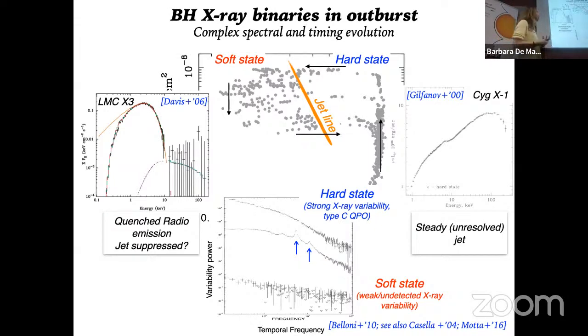In the hard state, we observe strong variability on short time scales. And this is shown here. The power spectrum is very strong. So this characterizes all the hard state. But when we are in the bright phases of the hard state, discrete features like the quasi-periodic oscillation can appear. They are observed in many sources, and they appear mostly in this part of the diagram. These are quasi-periodicities in the X-ray light curves of these sources.